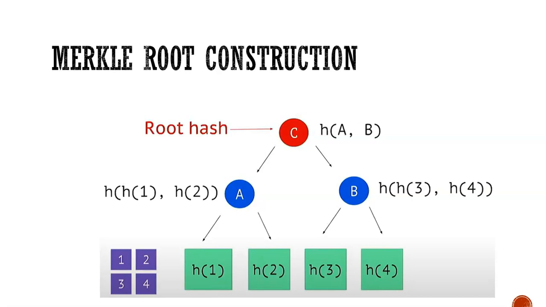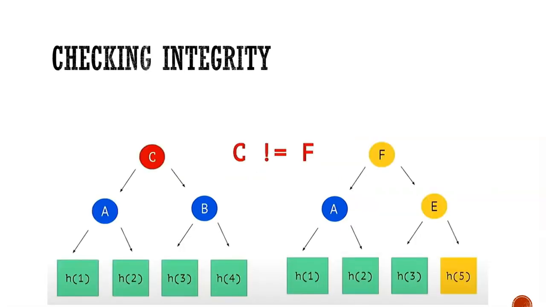This hash is what you call the root hash, and this is a hash that will be added in the header of each block. Merkle tree is used for checking the integrity. How do we check the integrity?